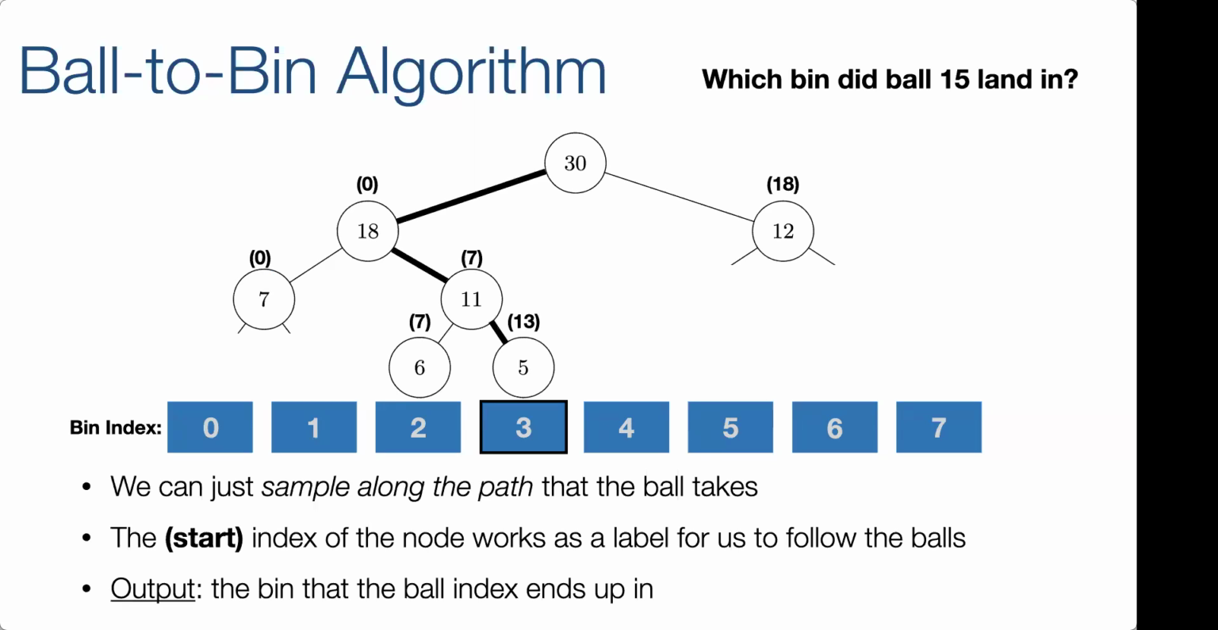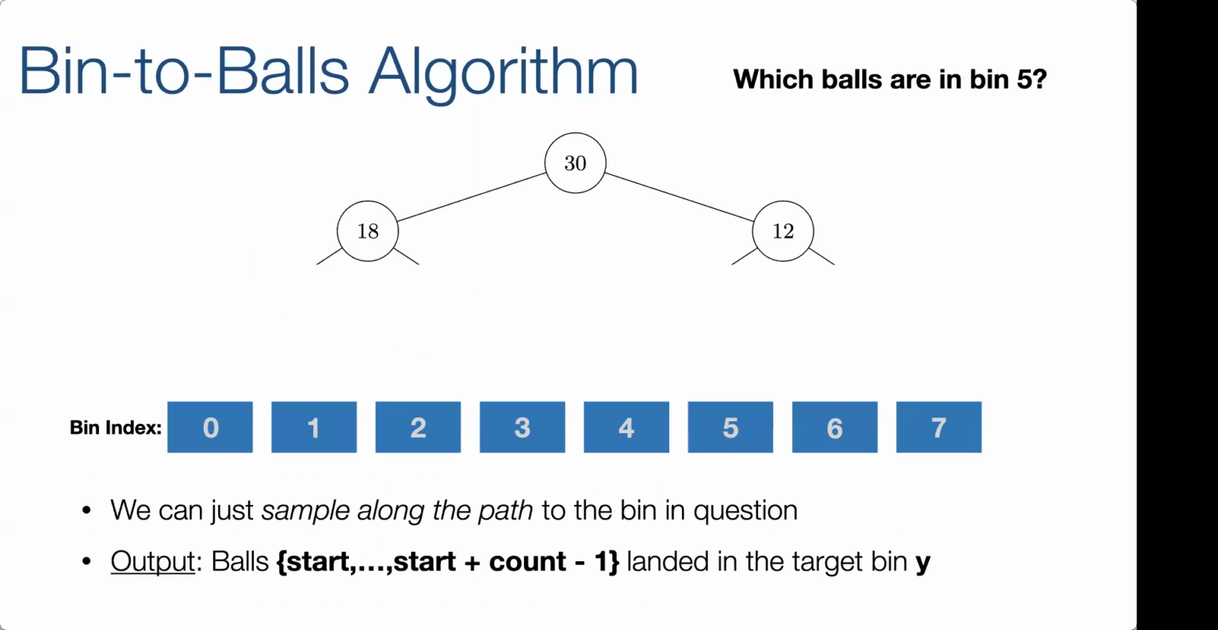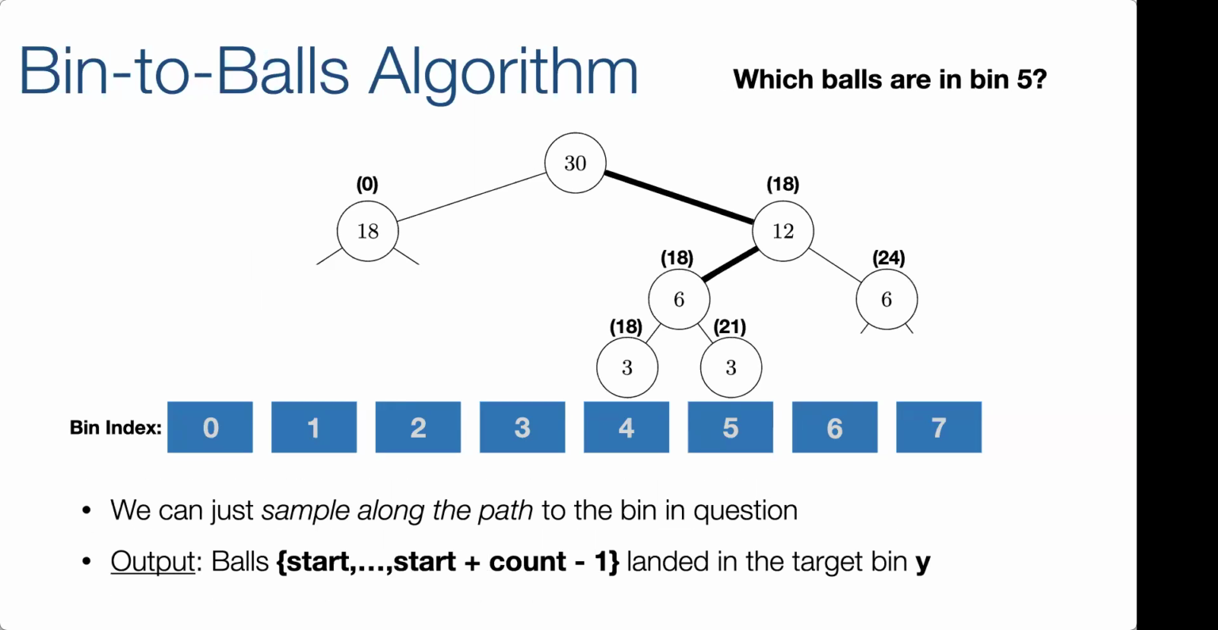Similarly, the bin to balls algorithm is pretty much the exact same. If we want to know which balls are in bin 5, all we have to do is follow the path to bin 5. So bin 5 is on the right, we sample our binomial, we go to the right, we sample that binomial, and then we go to the left, and so on. So bin 5 starts at 21 and contains 3 balls. And so we'll say that it contains balls 21, 22, and 23.